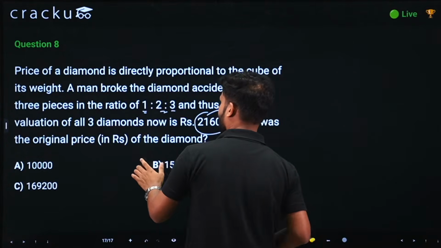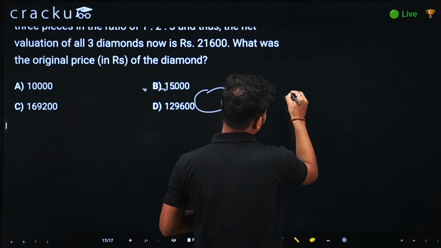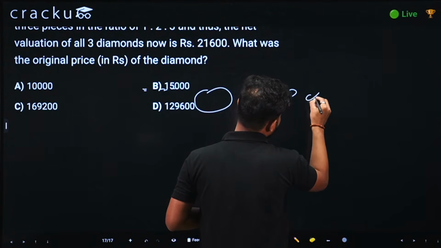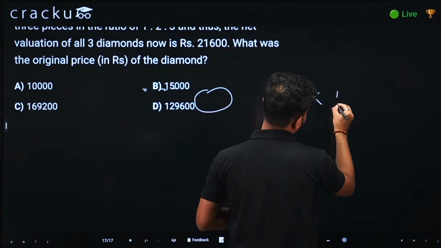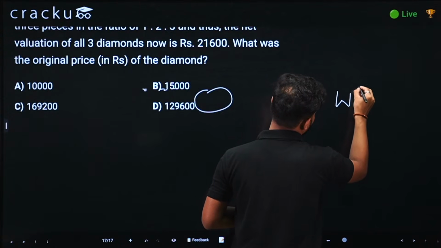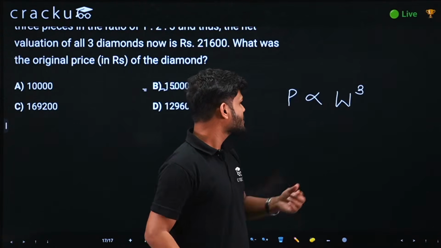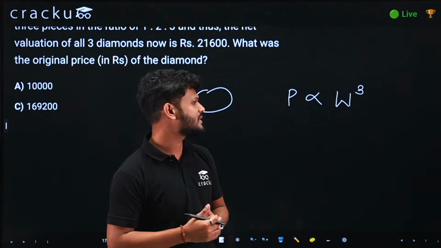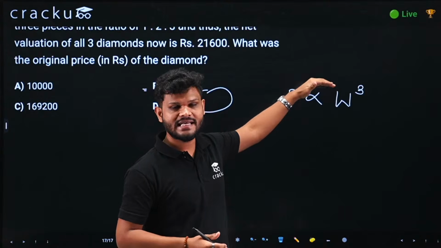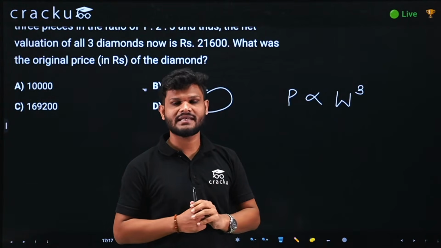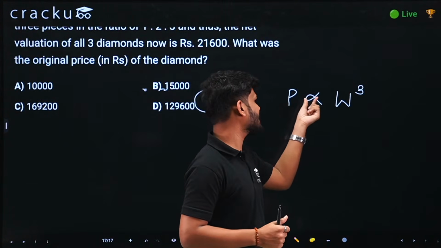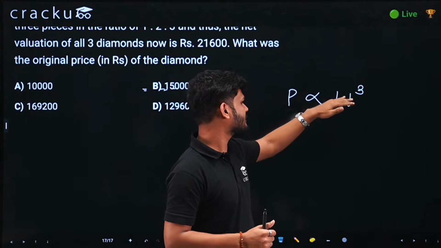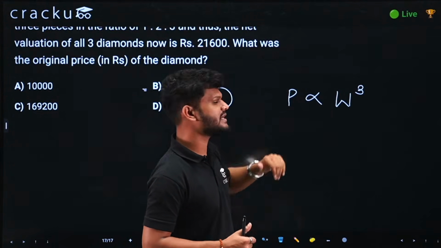So what does it say? It says the price of diamond is directly proportional to the cube of its weight. Right? So this is a proportionality sign. Directly proportional means whenever one thing increases, it affects the other thing as well. So whenever weight will increase, the price will also increase. Whenever weight will decrease, the price will also decrease.